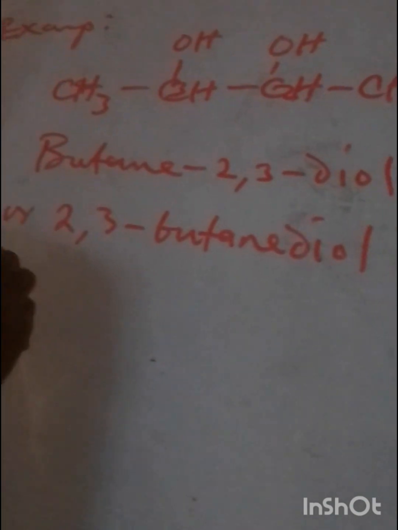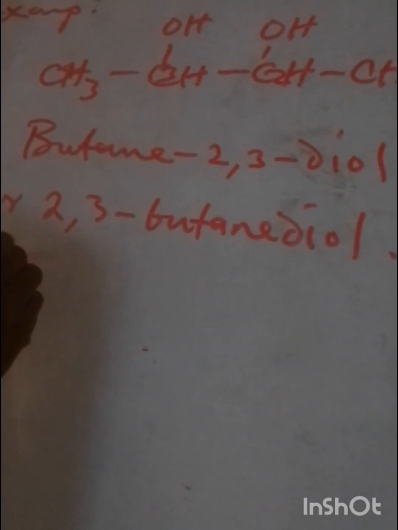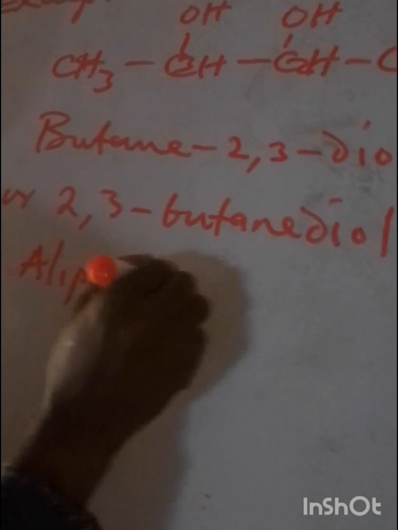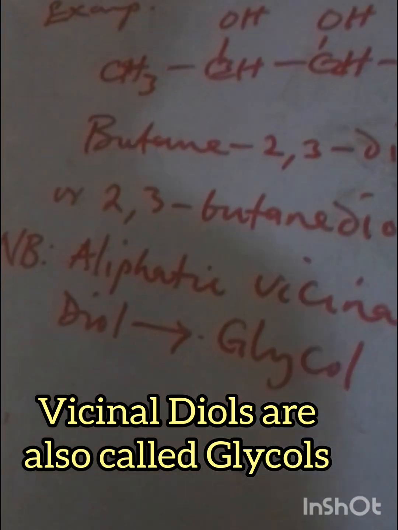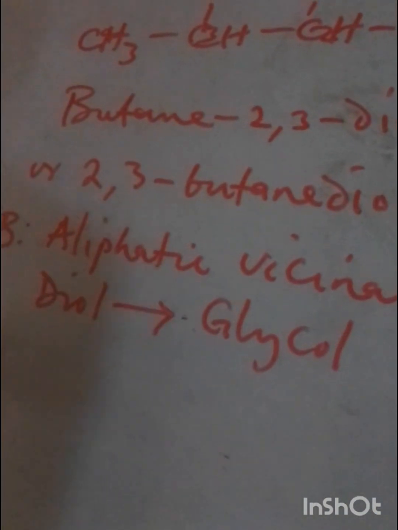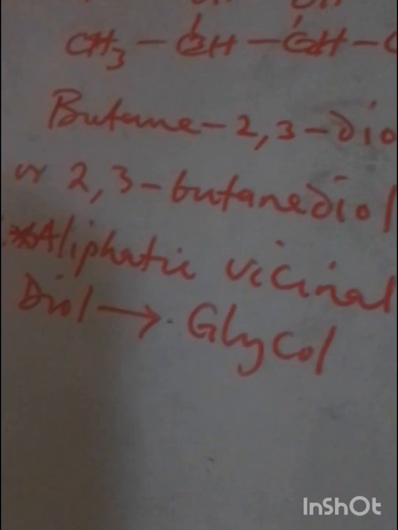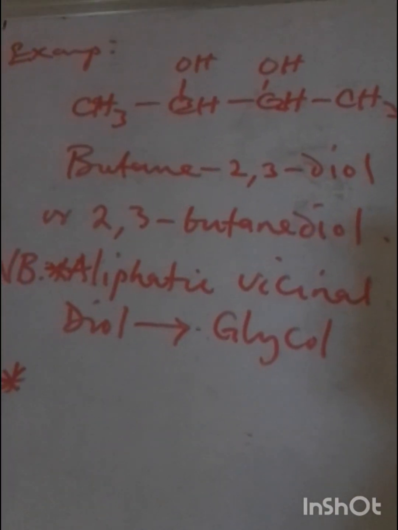Another name for vicinal, aliphatic vicinal diol, is also called glycol. It's called glycol. While this is number 1 point. What of another name for geminal diol? Another name for geminal diol.